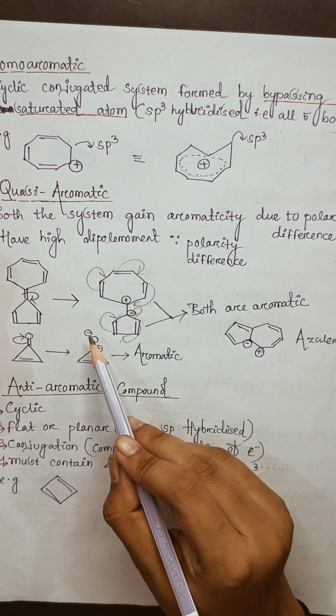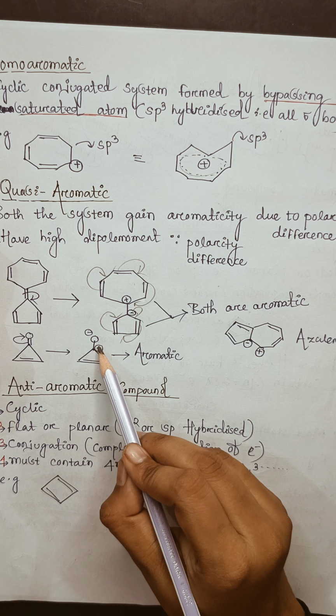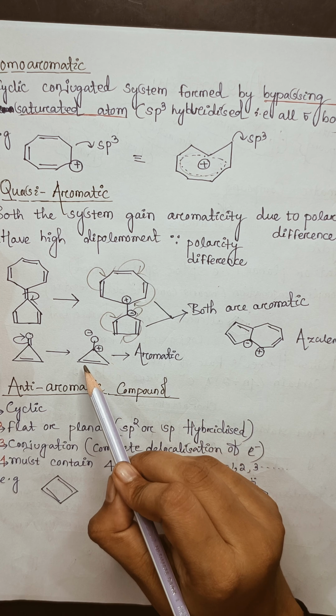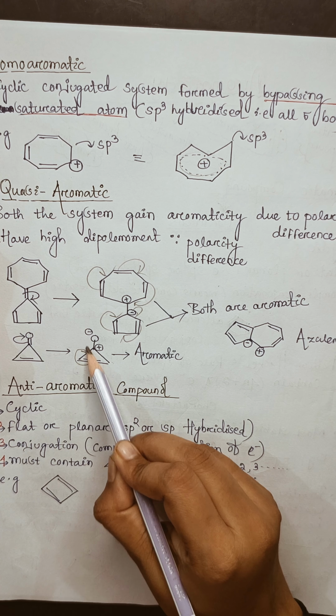Similarly, here due to high electronegativity of oxygen, if we break this double bond, oxygen gets partial negative charge, carbon gets partial positive charge. So this cyclopropenium ring is positively charged. Here all carbons are sp2 hybridized. Complete delocalization of pi electron.